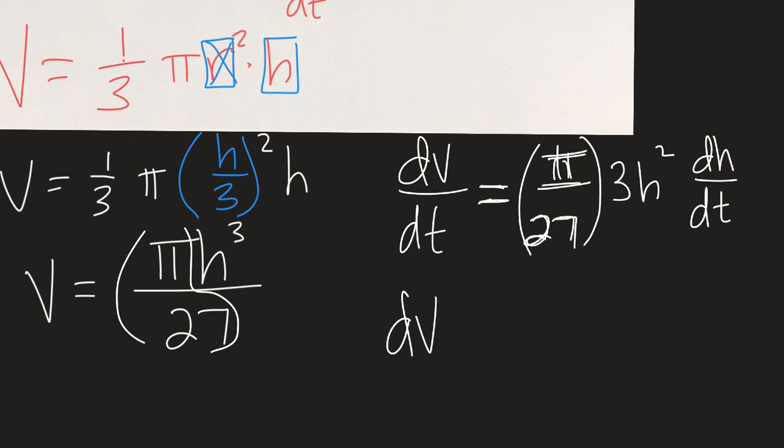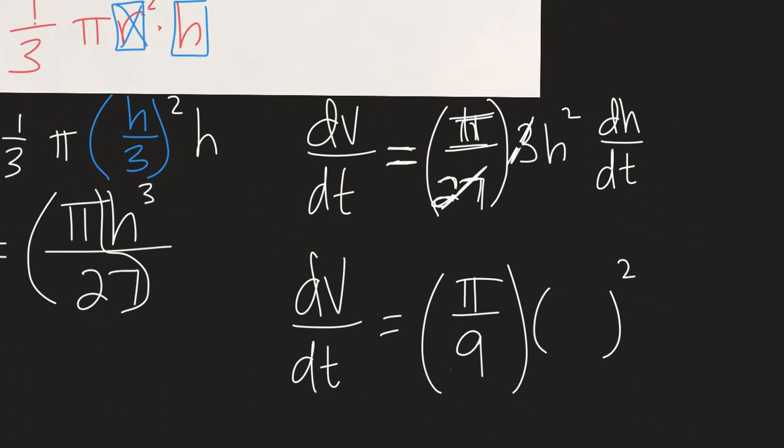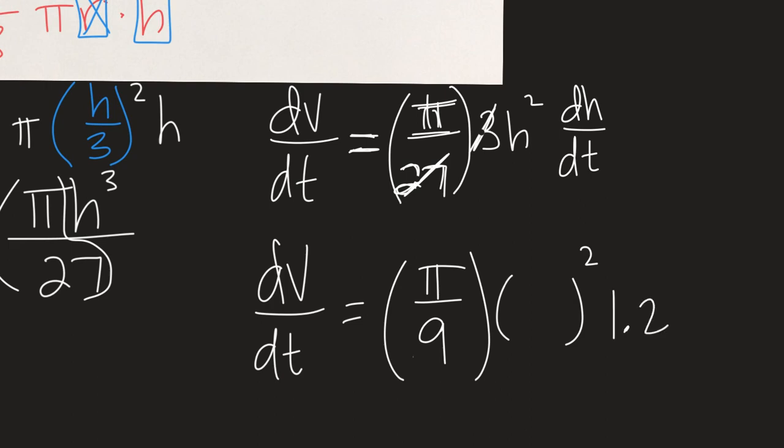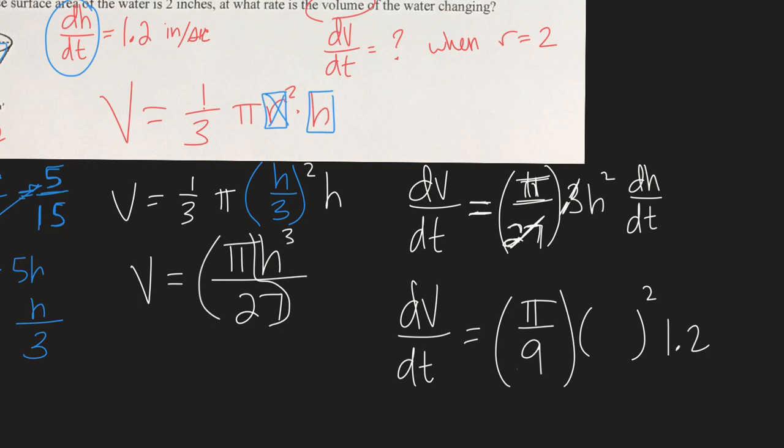Okay, so let's plug in everything that we know right now. Pi over 27 doesn't change. I guess we could do the 3. This could reduce here, and I can make the denominator a 9. I guess that would make it a little bit easier. 3 on top, 27 on the bottom reduces to 1 over 9. I'm going to have to figure out what the height is, aren't I? I don't know the height, but I know the rate is 1.2. The rate at which the height is changing is 1.2.